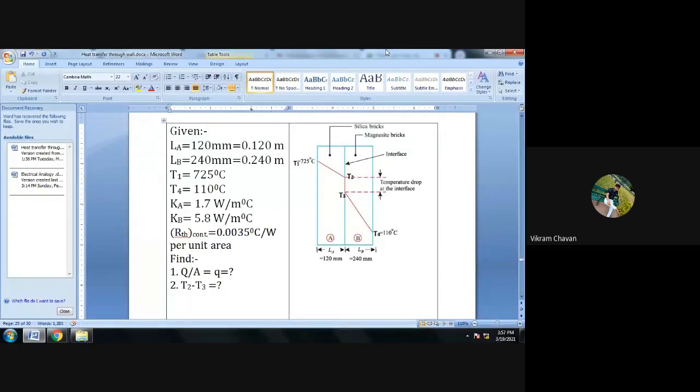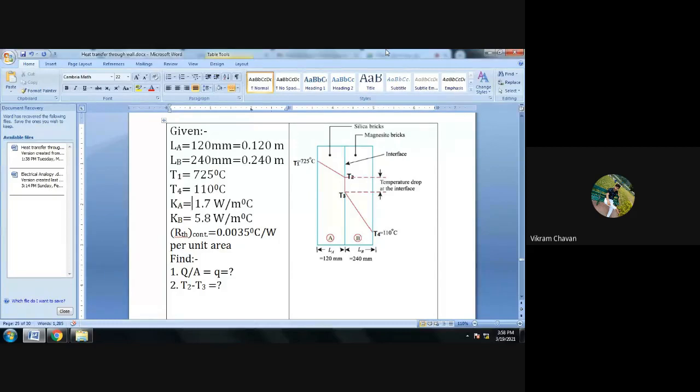And the thermal conductivity of magnetite brick, K suffix B, is equal to 5.8 watt per meter degree Celsius. Then the thermal contact resistance between A and B, R suffix TH contact, is equal to 0.0035 degrees Celsius per watt per unit area.